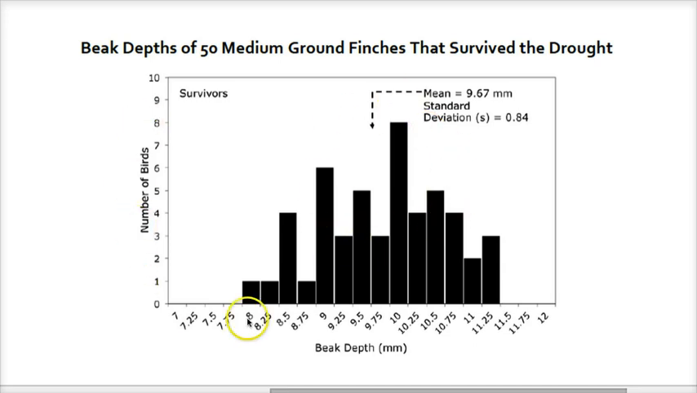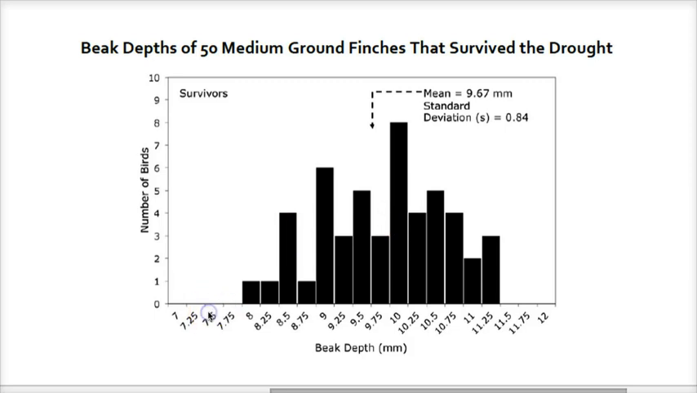So we're graphing this and we're seeing the spread of data. And the mean for the birds that survived had a larger beak. They were able to use a larger beak to break open the harder seeds that the little beaks could not. And that's why they survived. This is an example of natural selection.